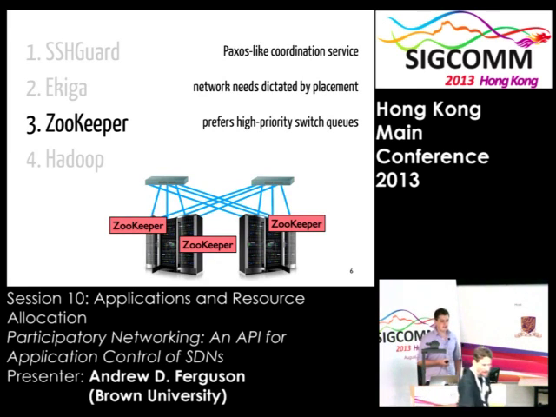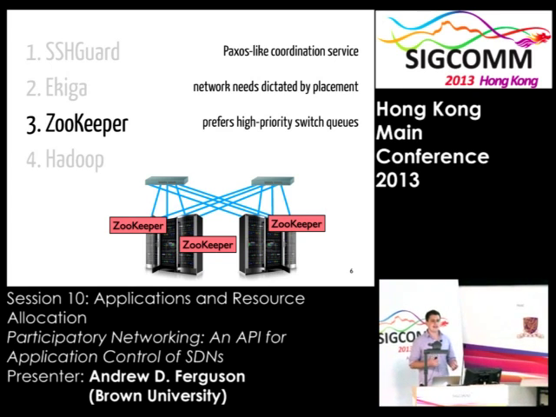The third application is Zookeeper. Zookeeper is a Paxos-like coordination service commonly found in data centers. In Zookeeper, several servers are spread across the data center, and they exchange small control messages in order to maintain consistent replicated state. Now, Zookeeper would prefer if these control messages could be sent through high-priority queues in order to prevent them from being delayed by any large elephant flows also transiting through the network.